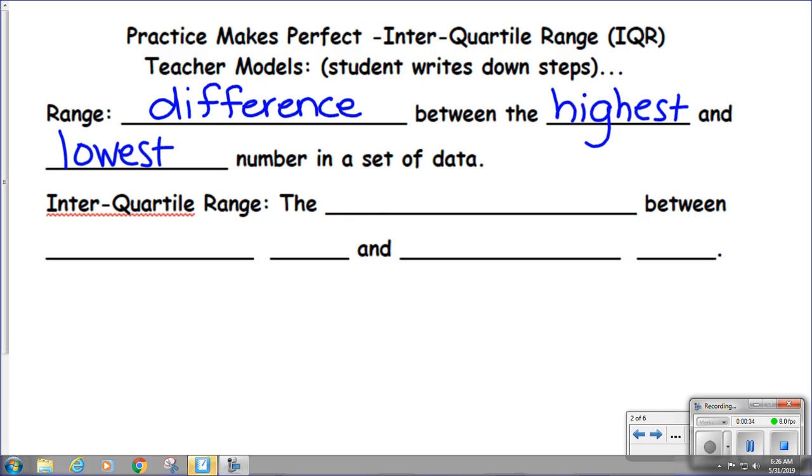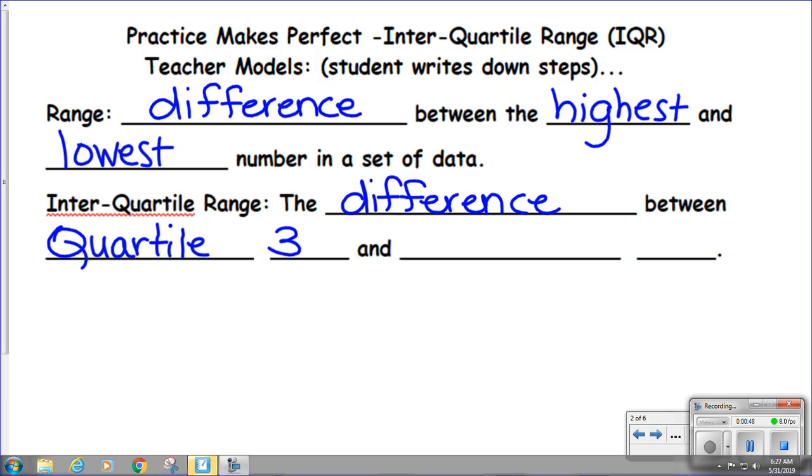Interquartile range is the difference between quartile 3 and quartile 1.